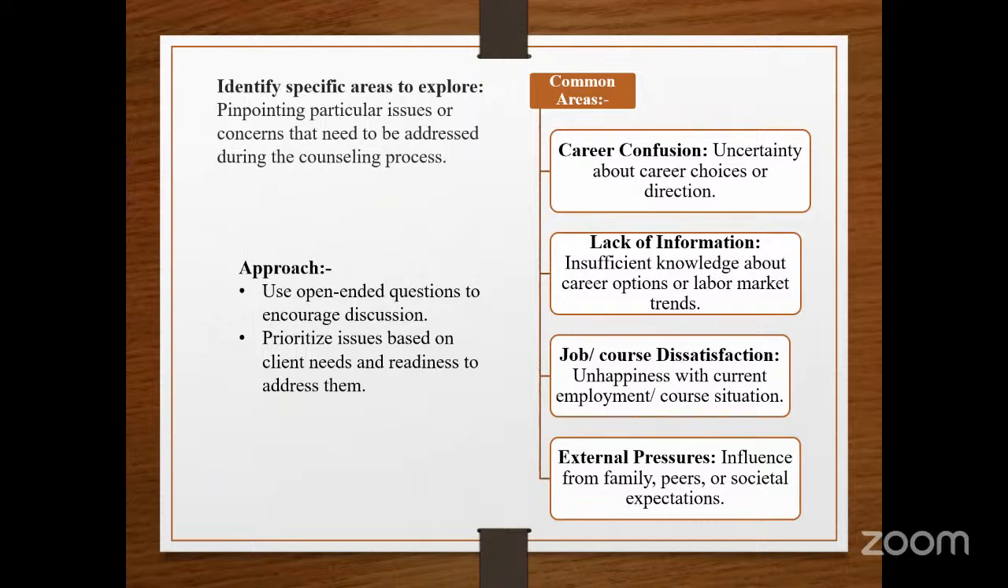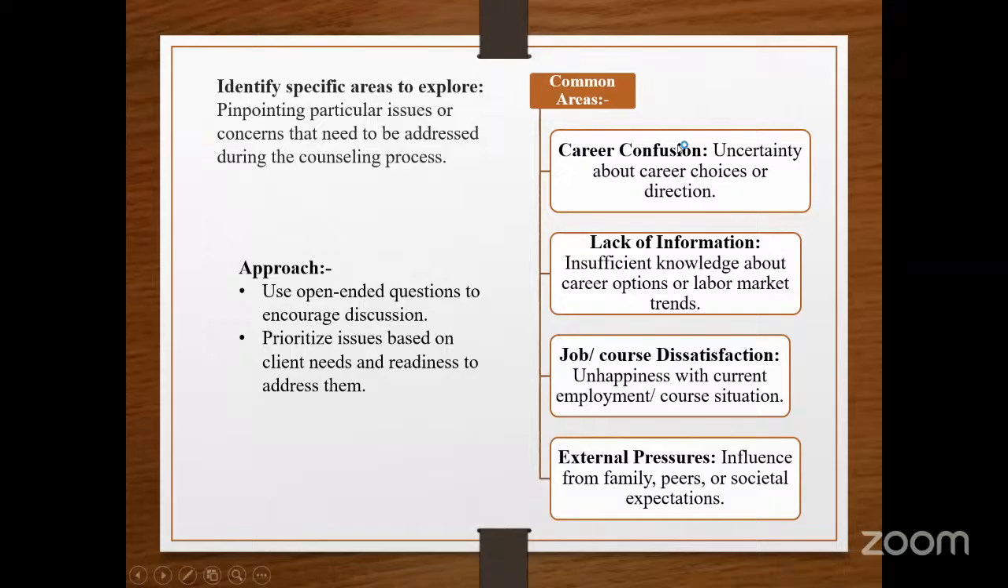So when we are talking about open-ended questions, it will encourage discussion. It will help the client to talk more about that particular field. When I ask what your preference is, you will answer clinical or organizational or forensic. I don't know why you want to pursue that, but when I ask what attracts you the most, this is an example of an open-ended question. The client will answer more.